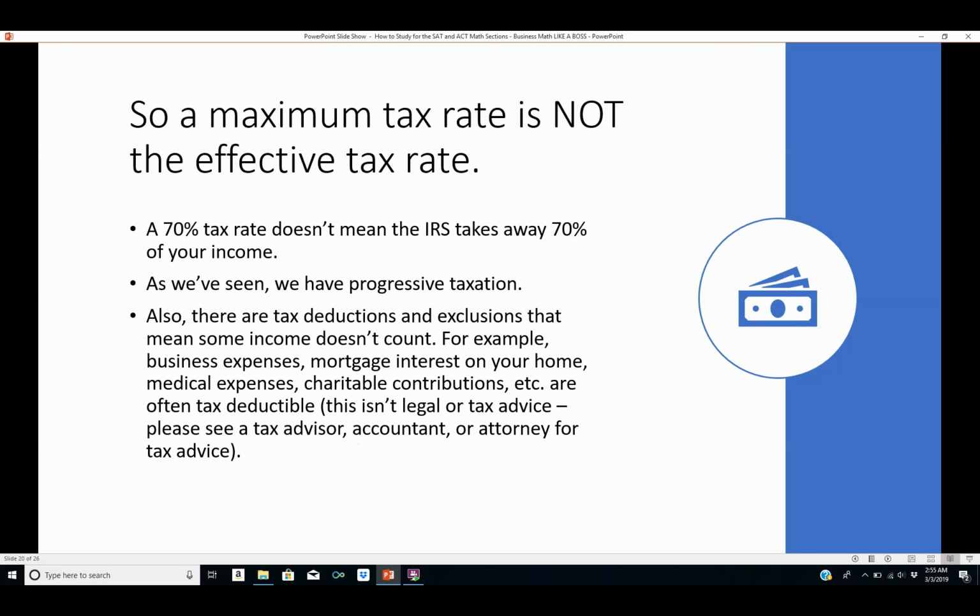So a maximum tax rate is not the effective tax rate. A 70% tax rate doesn't mean the IRS takes away 70% of your income. As we've seen, we have progressive taxation. Also, there are tax deductions and exclusions that mean some income doesn't count. For example, business expenses. Remember how we talked about you have to spend money to make money? They're not going to tax you on the money you actually had to spend, because you didn't really earn it, you spent it. Mortgage interest on your house, medical expenses, charitable contributions. Many of these things are often tax deductible.